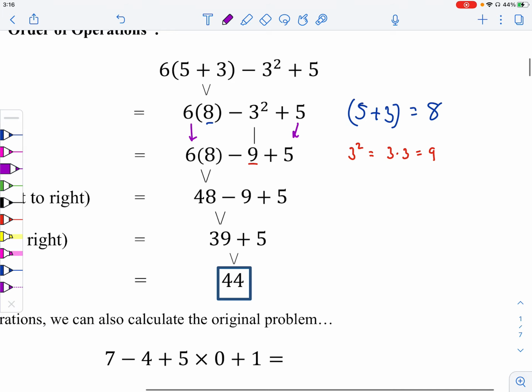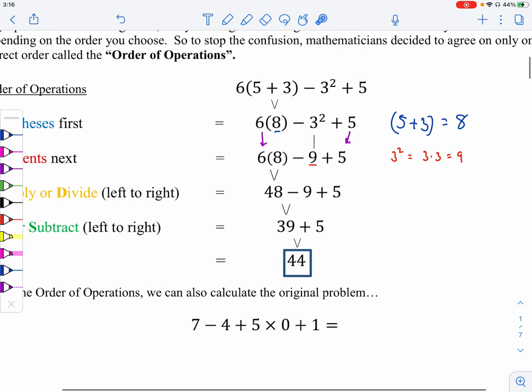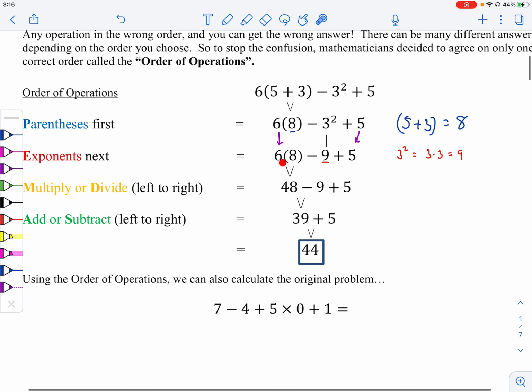So now we have a new line here. Then we do multiply or divide. So we have a number next to a parentheses, which means multiply. Remember that, right? So 6 times 8 is 48 here. Number next to a parentheses equals multiply.